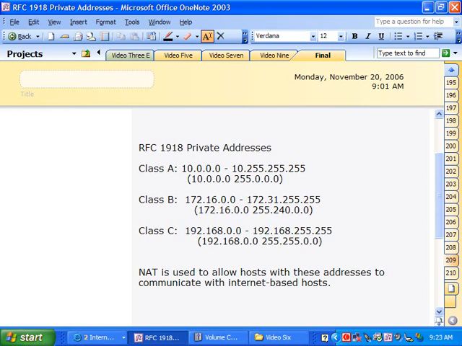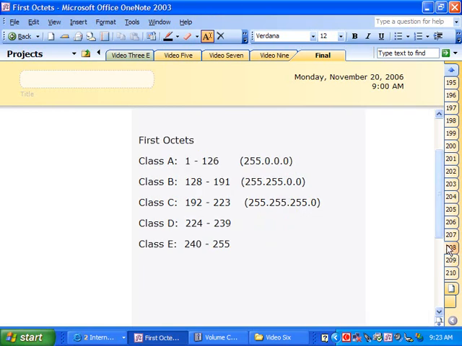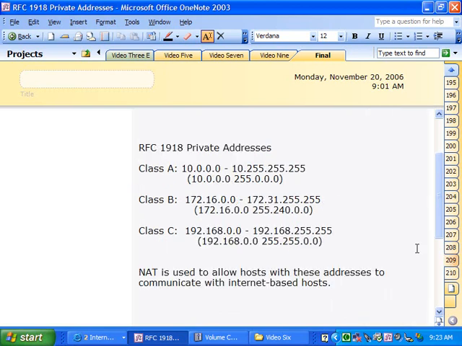Please note that the masks that are used for Class A, B, and C private addresses are not the default masks. Let's take a look at that. You see here with Class A what the default mask is. There's Class B's and there's Class C's. Class A's mask is the same as the default class mask, but Class B is not.